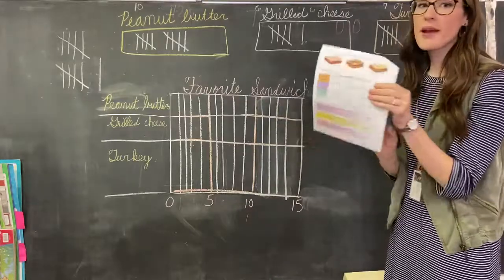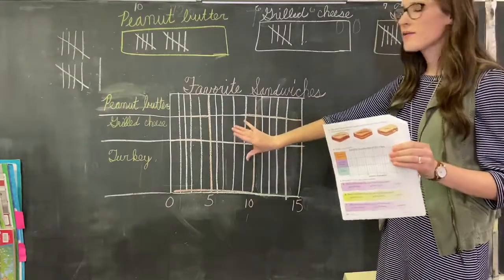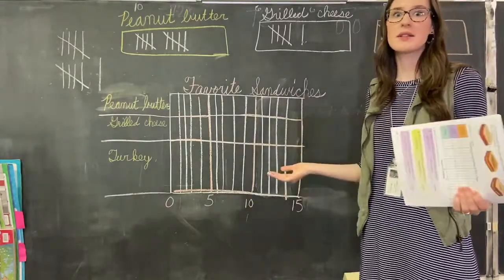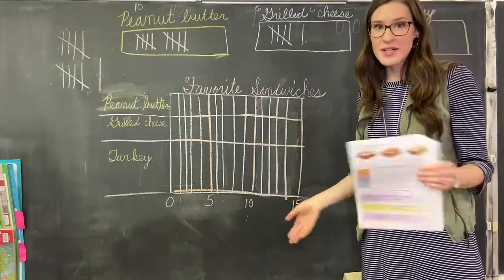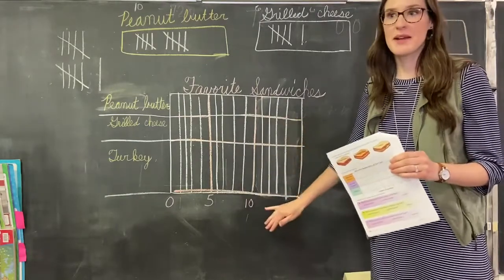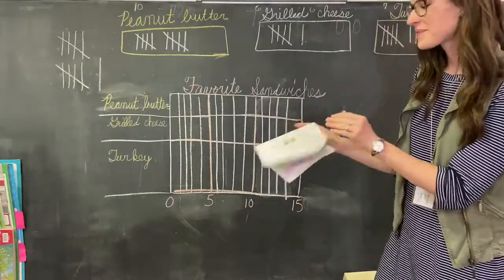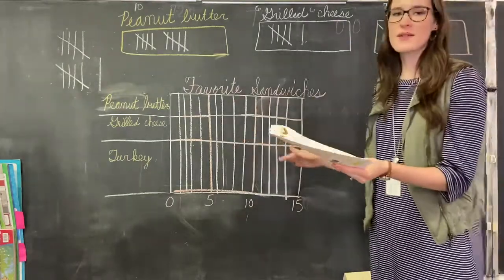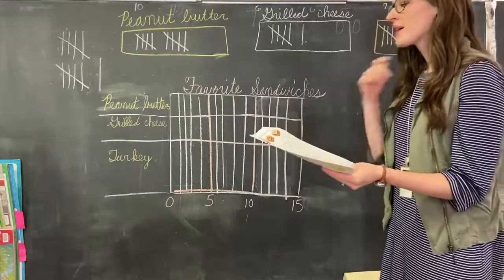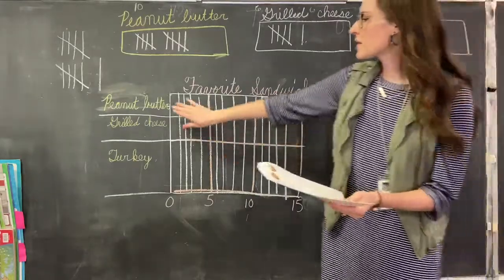Now the graph on your paper is much prettier than my graph on the board. Boys and girls, you know I tell you all the time, I'm not an artist, so please look over my bad artwork. But the one on your paper is much prettier. But this will just give you an idea and give you something to see on the board. Okay, so first we need to graph peanut butter.